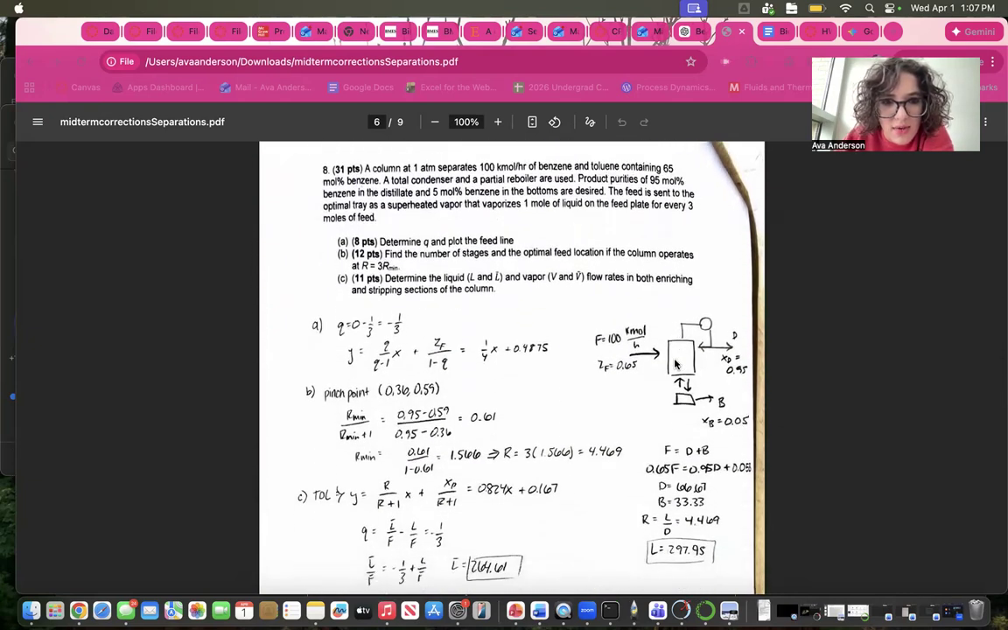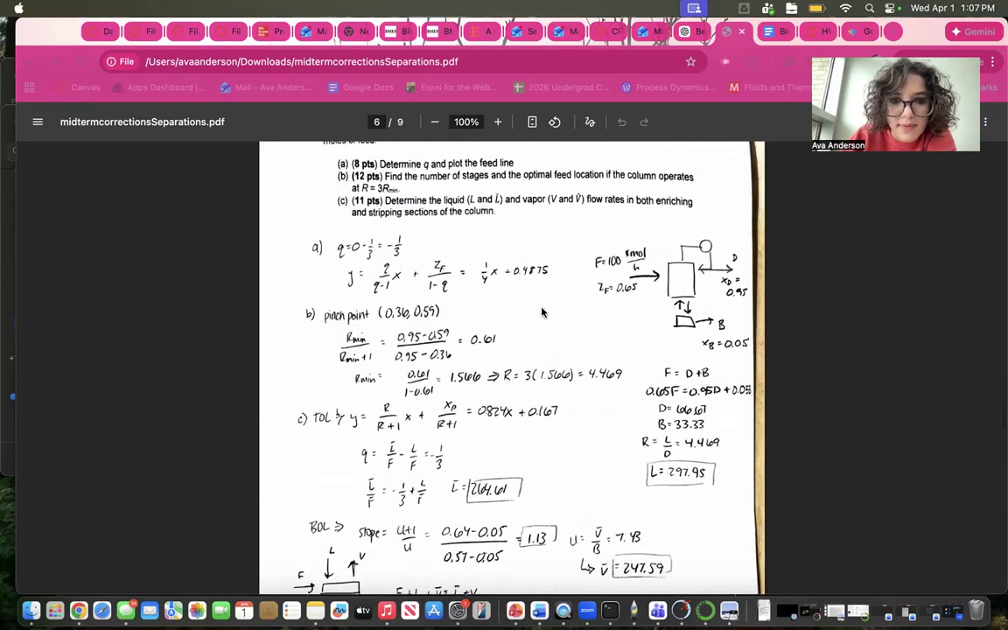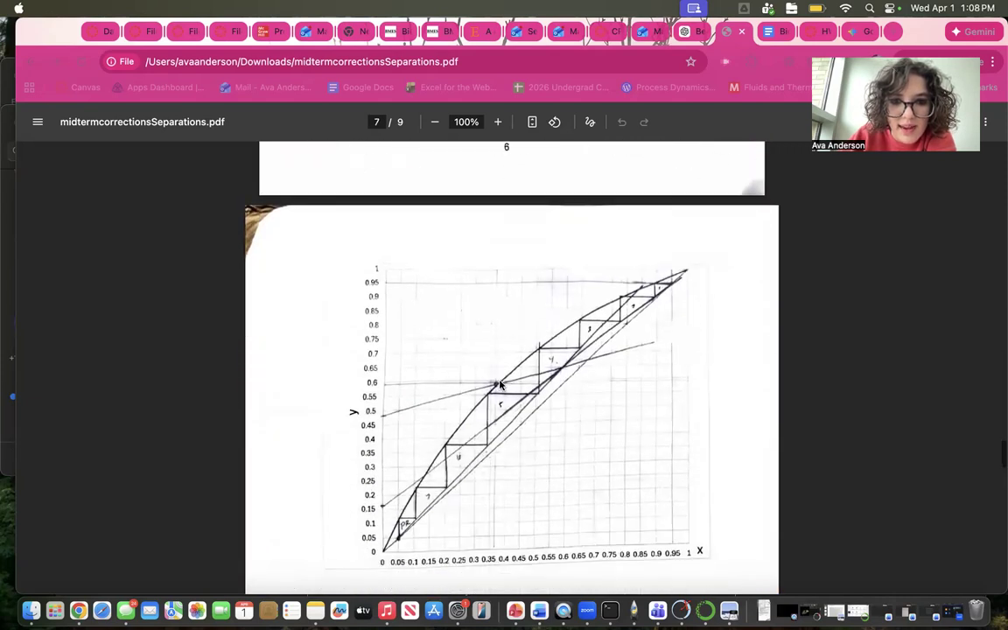And for 8, we're determining Q and plotting the feed line. So Q equals 0 minus 1/3. That means Q just is 1/3. And then you plot the feed line with this equation from the sheet. It is 1 over 4x plus 0.4875. Plotting that, this line here is the feed line. And then the pinch point is here.